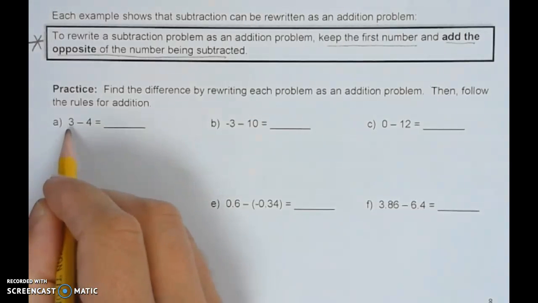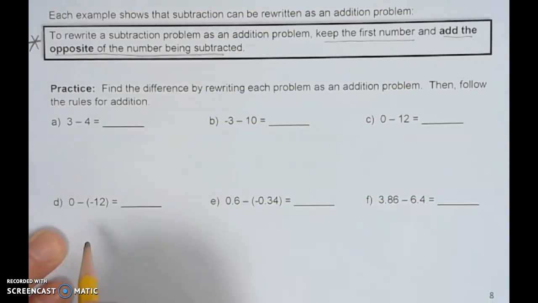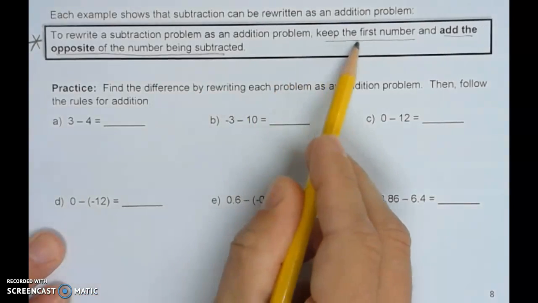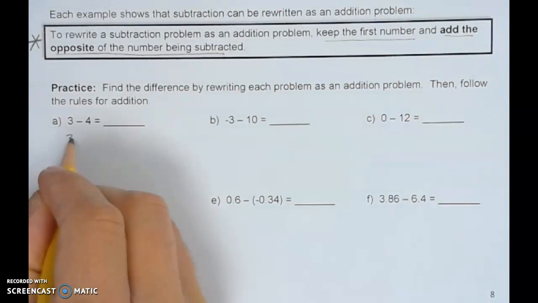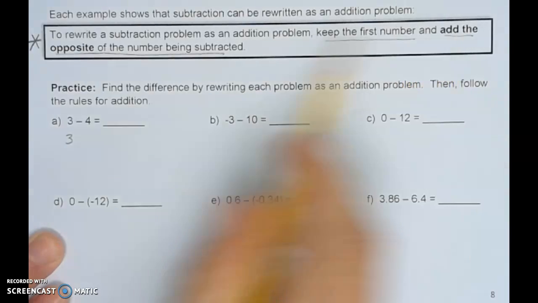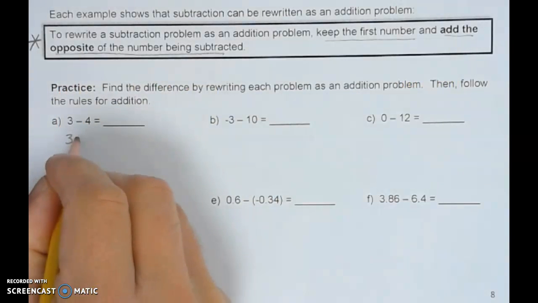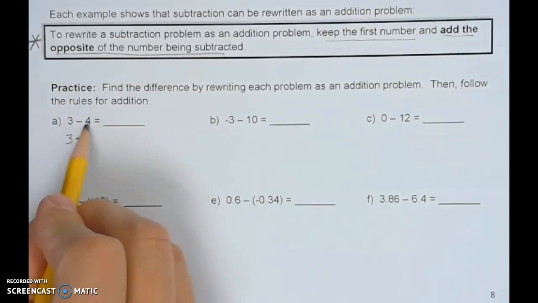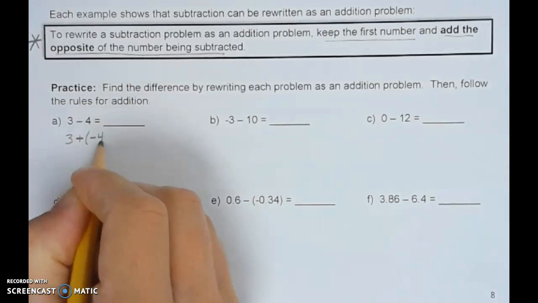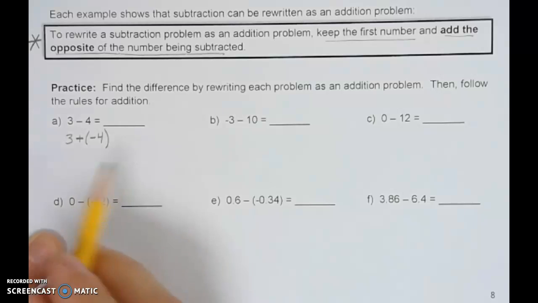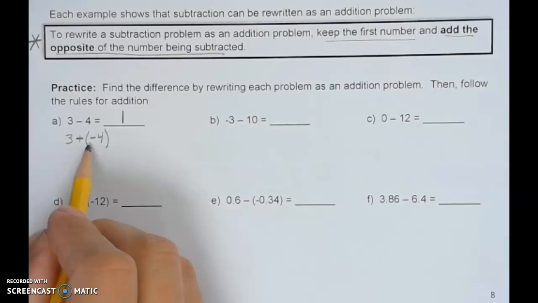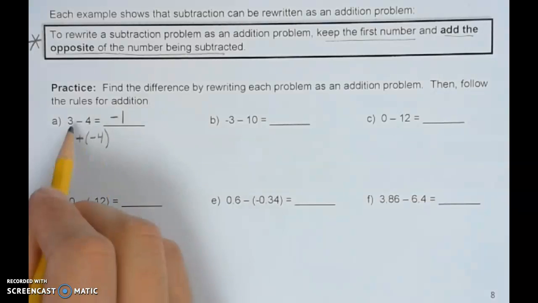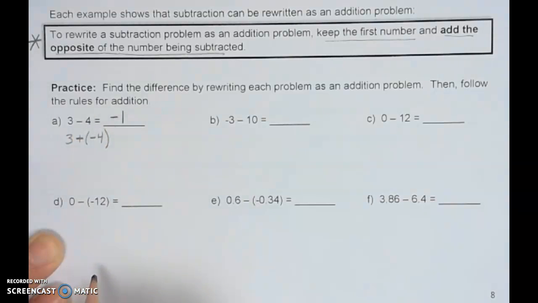In letter A, we have 3 minus 4. I'm going to rewrite this as an addition problem first. I keep the first number, so I'm going to rewrite 3. And then I'm going to add the opposite of the number being subtracted. So I'm going to add the opposite of positive 4, which is negative 4. Okay, now these have different signs, so I'm going to subtract the absolute values. 4 minus 3 is 1, and I keep the sign of the number with the greater absolute value, which happens to be the negative number. 3 minus 4 is negative 1.